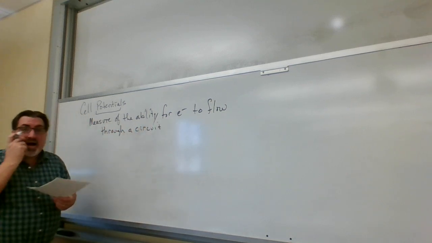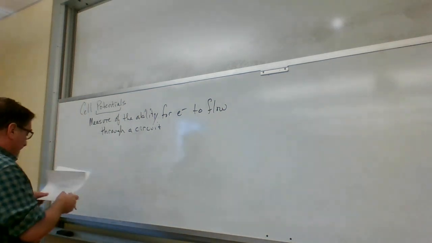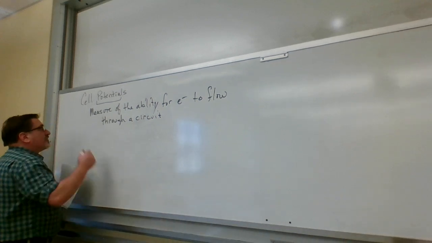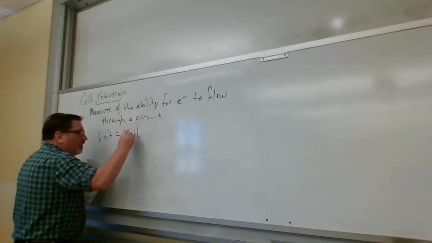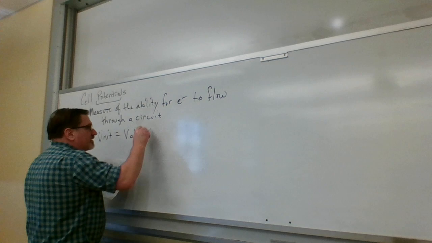And it's not about the wires of the circuit, it's about the source of electrons and the destination for the electrons. How can they flow through the circuit? And the unit that we use for cell potentials is the volt. Capital V as our symbol.